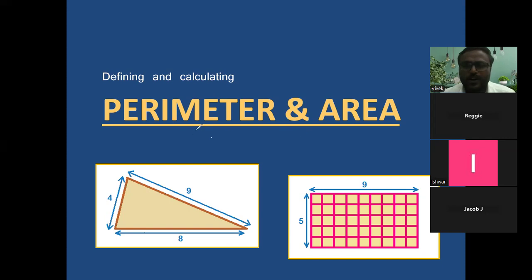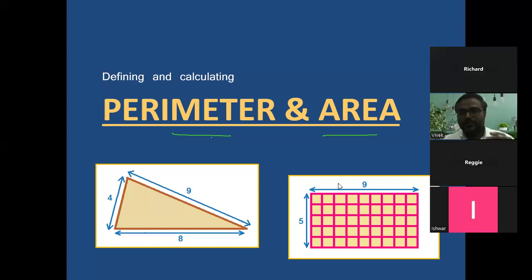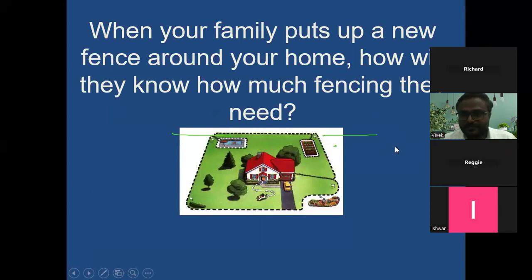So how many of you know something about perimeter or area? Anyone? Reggie, Jacob, or Richard? Do you guys know anything about it? And remember, I'm not here to judge you. I just want you to participate in this and let me know. Anyone? Richard, what is perimeter and area? Jacob? Guys, you need to participate.